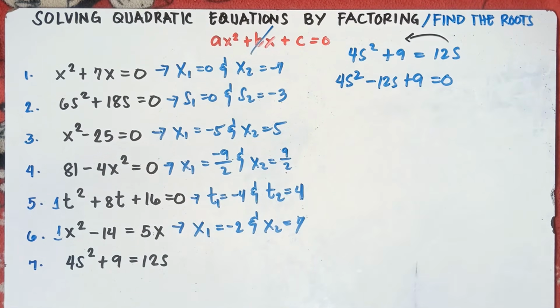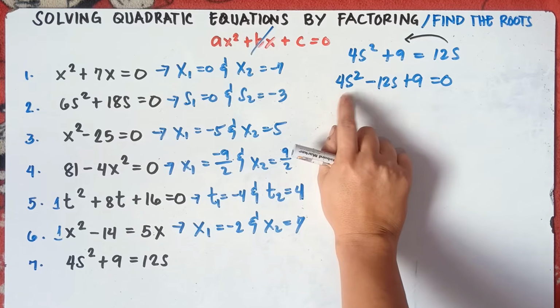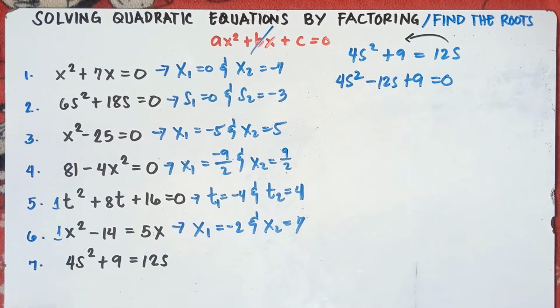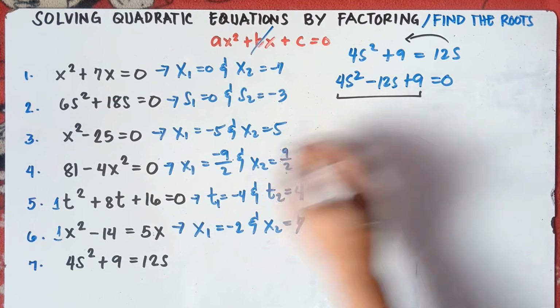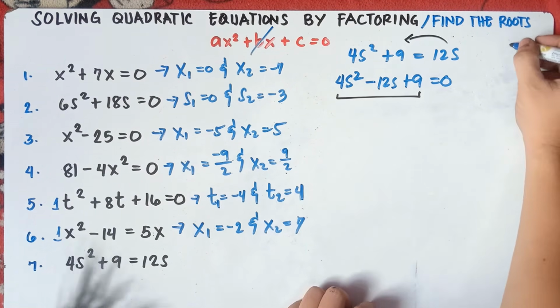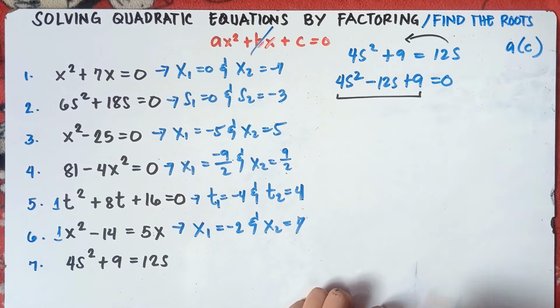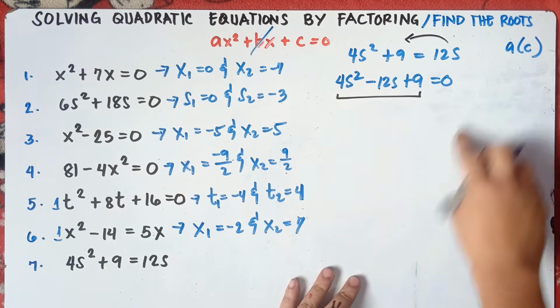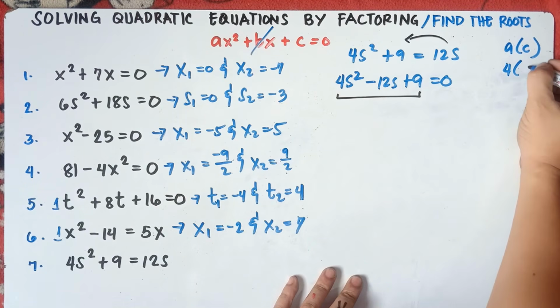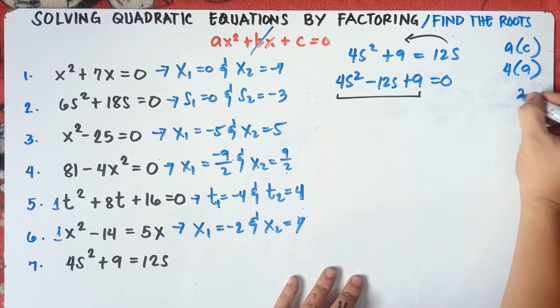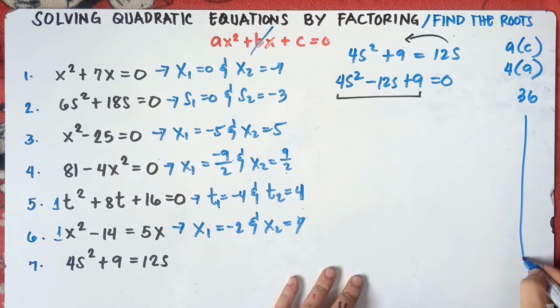Since the number before the quadratic term is not equal to 1, we need to multiply a and c. So we multiply 4 and 9, a times c. That's the thing that we will do, class. So 4 times 9 would be 36.